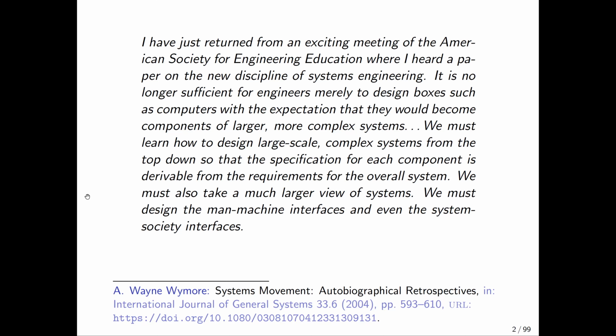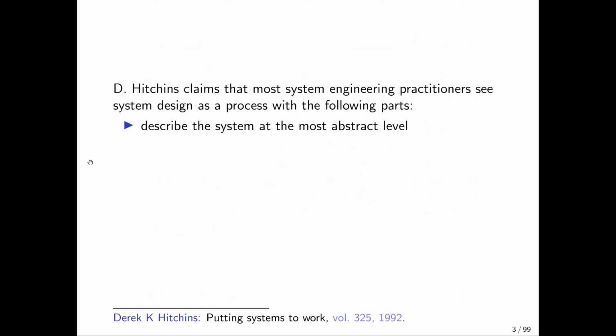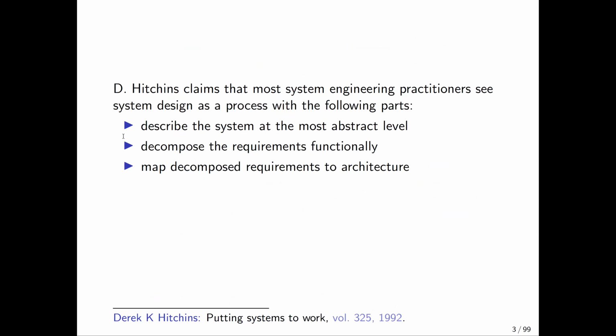So a few years later, if we take a look at an influential systems engineering textbook from the early 90s by Derek Hitchens, Hitchens claims that if you talk to most systems engineers, they will tell you that their field consists at a high level of the following steps. So the first step is you describe your system at the most abstract level. Second step, you decompose requirements functionally. Then you map the decomposed requirements to an architecture. And finally, you develop physical elements and you integrate.